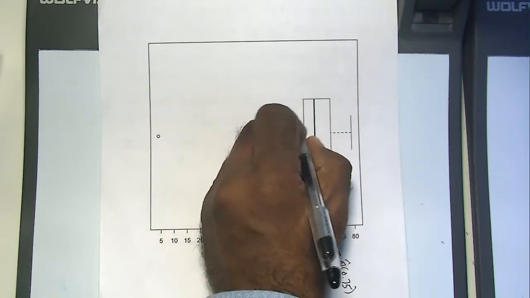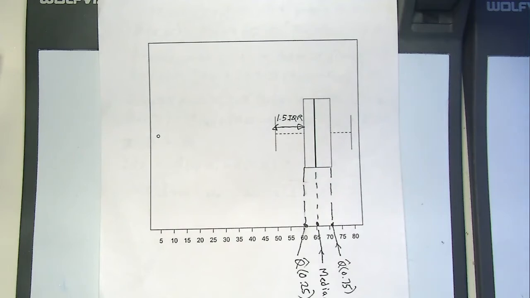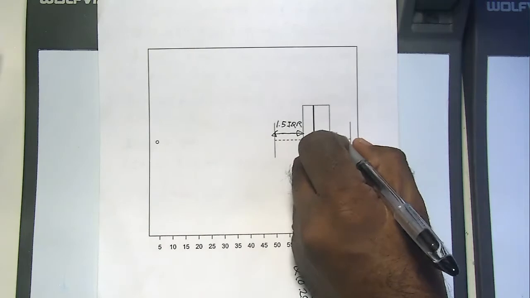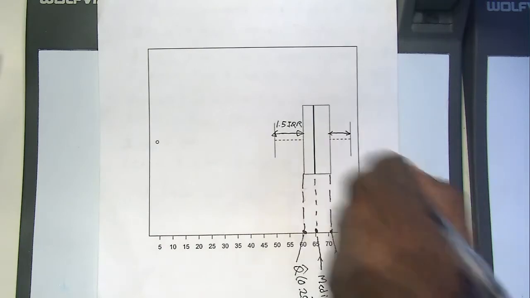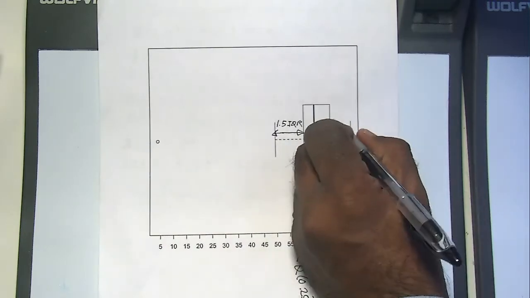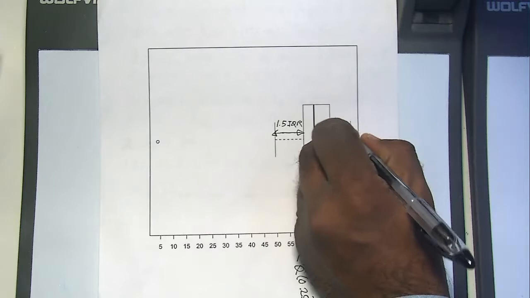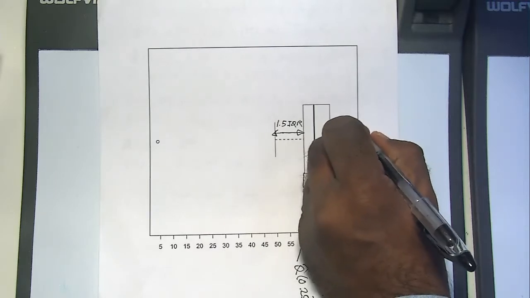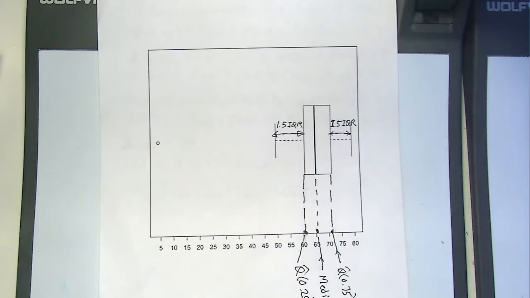1.5 times the IQR, right? We have already worked out the IQR, so you just multiply that by 1.5. And the same thing here, the distance from this to this is 1.5 times the IQR, alright? So you see, all we have used, you can't see it now.